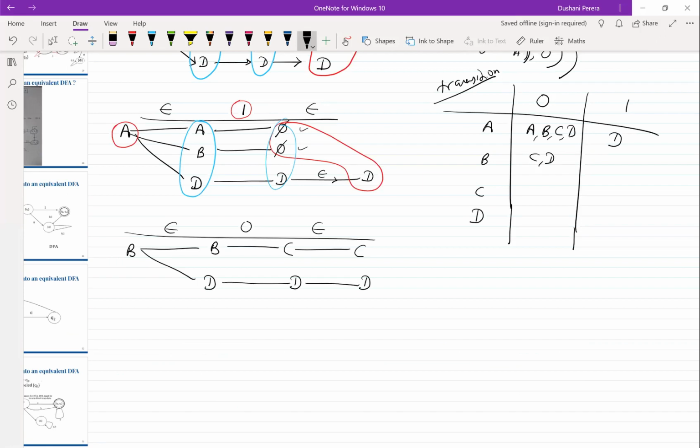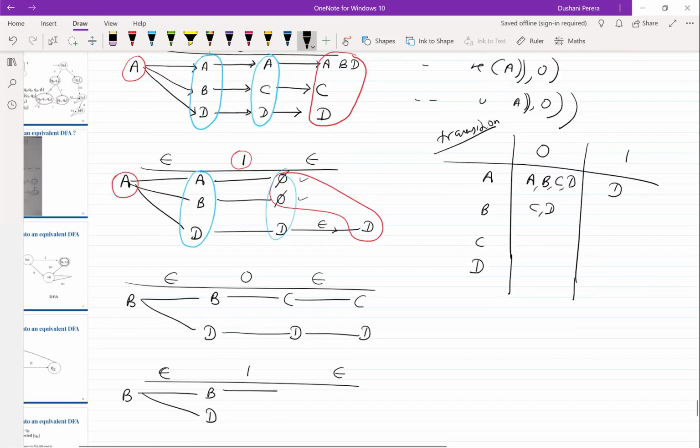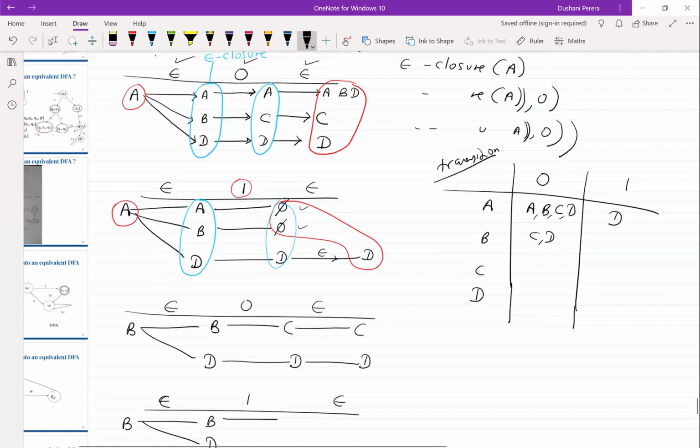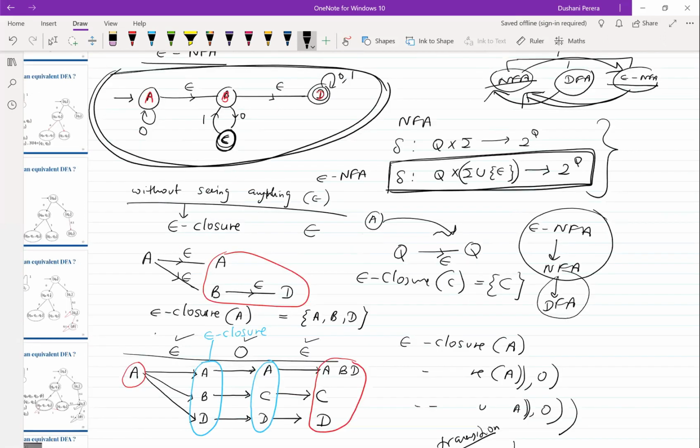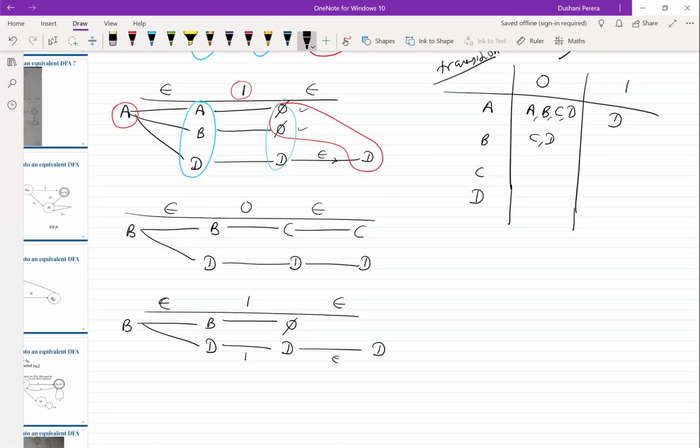Thereafter, I do this for the input symbol 1, state B. Null closure is B and D. What will happen if I give 1 to B? Undefined. If I give 1 to D, D is what comes. Null closure is D. Right, then I get D over here.